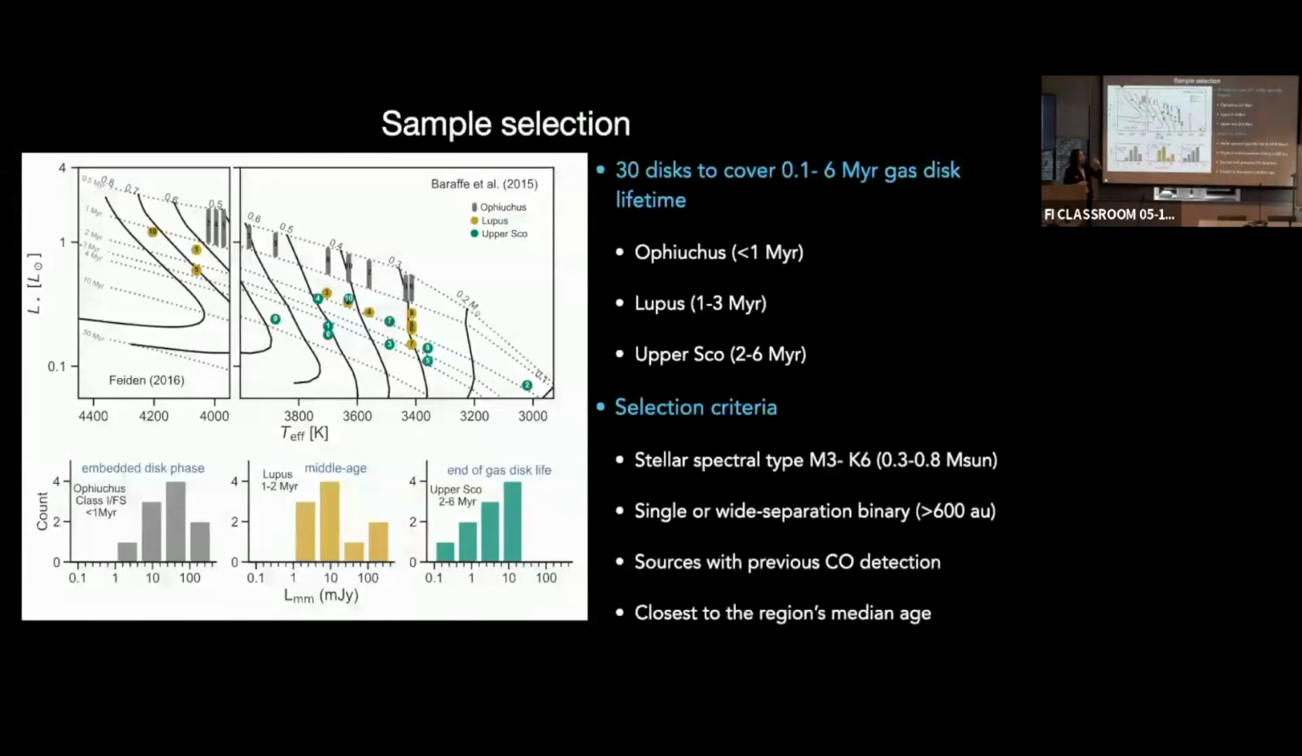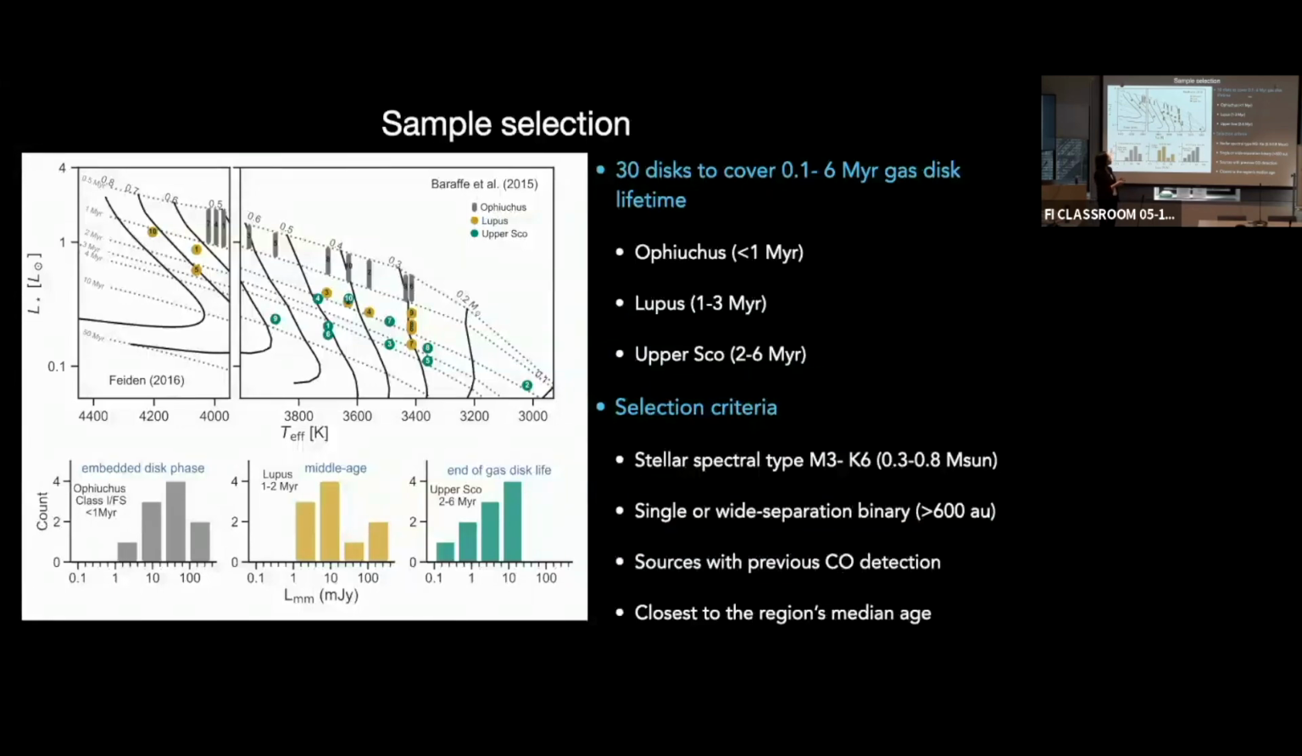The basic idea of this program is to choose a sample which covers different ages and try to study this mass and size evolution. So the design is that we have a total of 30 disks, spanning roughly 0.1 to a few million years. Those disks are chosen from three star-forming regions, because the individual ages of disks are very hard to determine accurately for those young stars. So instead of relying on individual age measurements, we choose typical star-forming regions. They represent different ages, so as to increase the accuracy. We choose Ophiuchus, which is generally considered one of the youngest nearby star-forming regions.